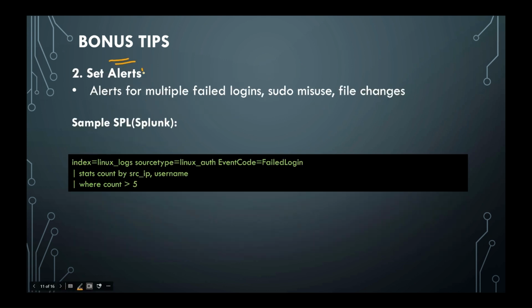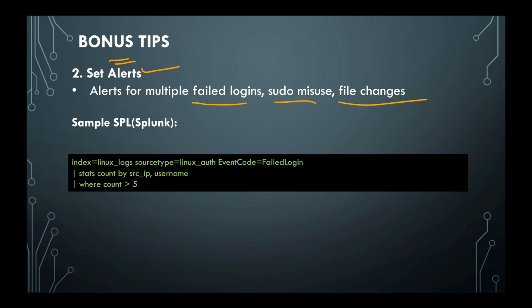Tip number two, set alerts. Setting up real-time alerts for key events in your Linux logs can help you respond to security incidents as soon as they happen. Whether you are using Syslog, Auditd, or another log management system, you can configure alerts for events like multiple failed logon attempts within a short time, unusual sudo misuse or activity like a user running a command they normally don't use, and changes in a critical file or directory.